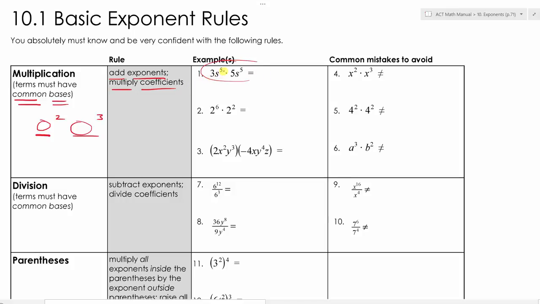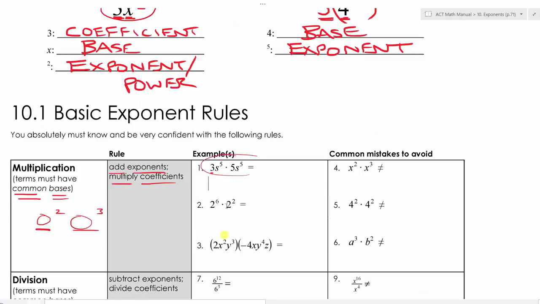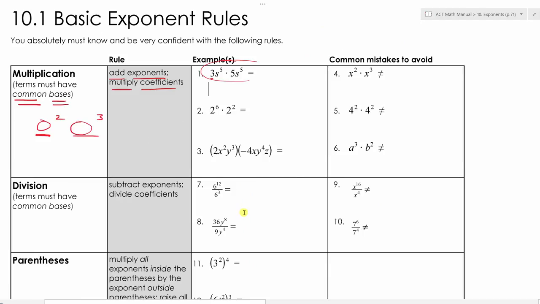So in this example here, same, by the way, if you want to just run through examples 1 through 16 in the left-hand column, in the example column, you might want to hold off on the common mistakes to avoid, because a lot of students are unsure of what the mistakes are because they wouldn't make those mistakes. So if you want to do this first column on your own and then come back and check your answers against what I come up with, you can definitely do that. Just pause the video and do so.